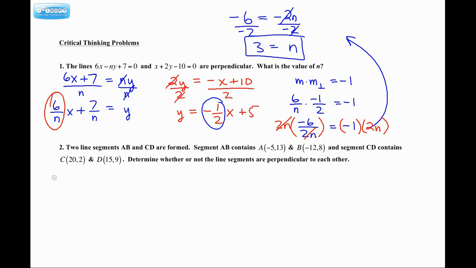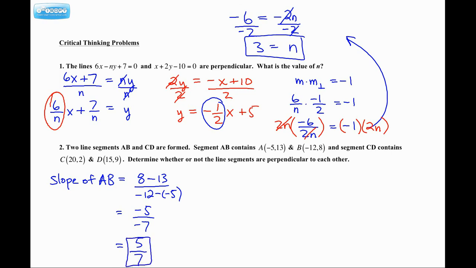So let's find the slope of AB. We're just finding the slope between 2 points. So y1 minus y2, etc. So I get 8 minus 13 over negative 12 minus negative 5, which gives me negative 5. And this here, negative 12 plus 5, that's just negative 7. So I end up with positive 5 over 7.